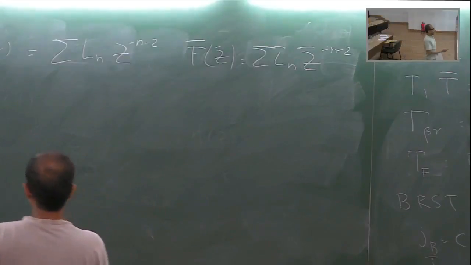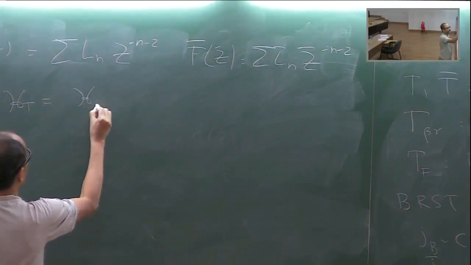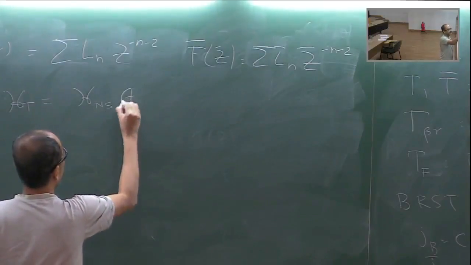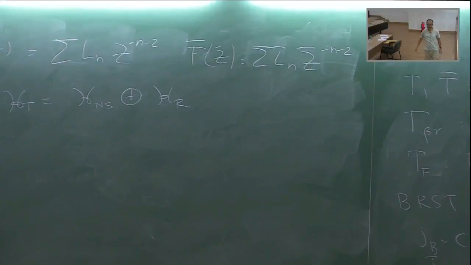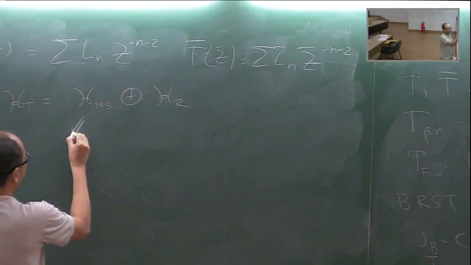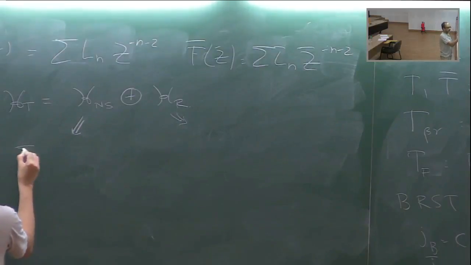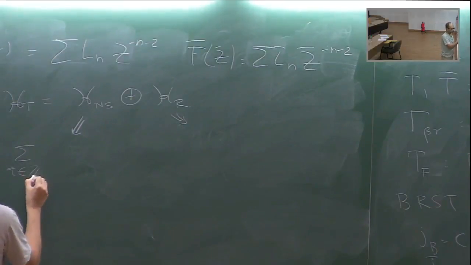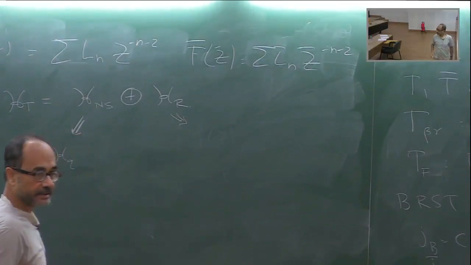Okay, so this I can decompose into Neveu-Schwarz sector states and Ramond sector states. Neveu-Schwarz sector states have antiperiodic boundary condition, the Ramond sector states have periodic boundary condition. And these can be further decomposed as a sum over q belonging to Z of H_q.